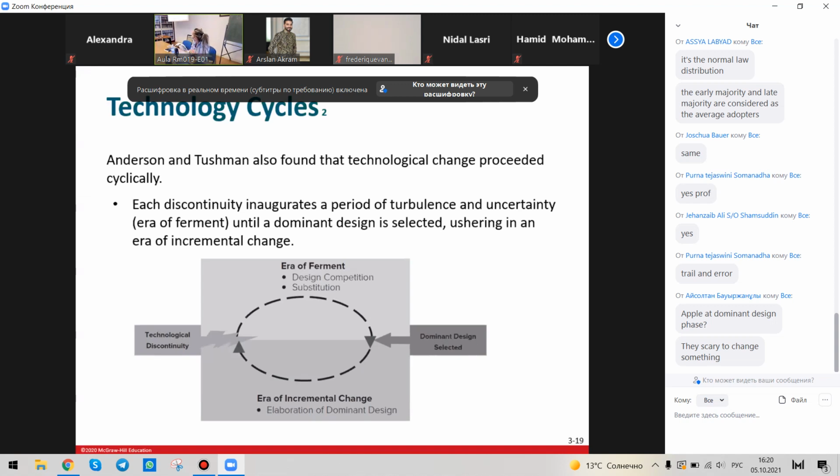The first one defines the fluid and specific phase, and this one defines ferment and incremental change. But what matters is technological discontinuity on one side and the definition of the dominant design or dominant standard on the other. Okay?